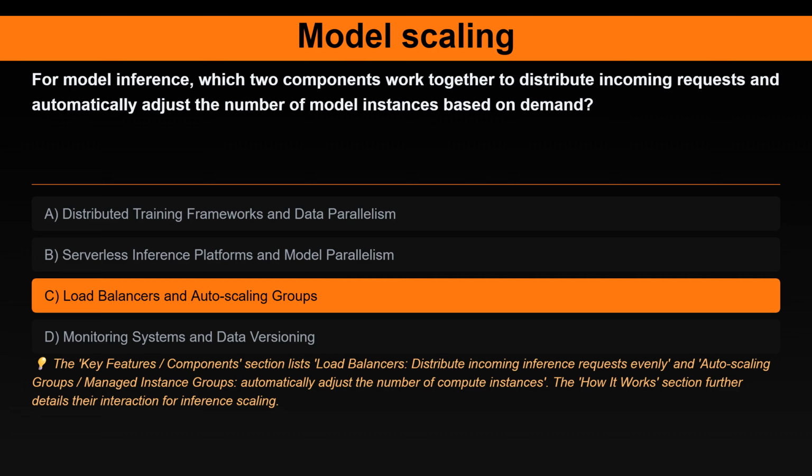The correct answer is load balancers and auto-scaling groups. Here's the explanation. The Key Features and Components section lists load balancers, which distribute incoming inference requests evenly, and auto-scaling groups, managed instance groups that automatically adjust the number of compute instances. The How It Works section further details their interaction for inference scaling.